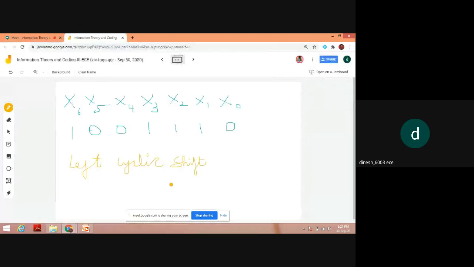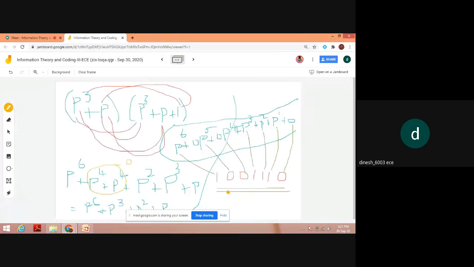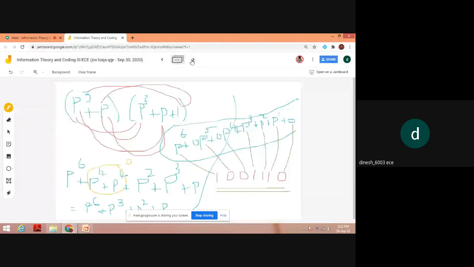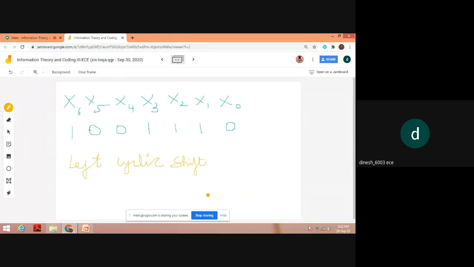So for the example which I had done, 1010, this is the corresponding non-systematic code vector, 1001110, which we had generated. Now I perform a left cyclic shift.